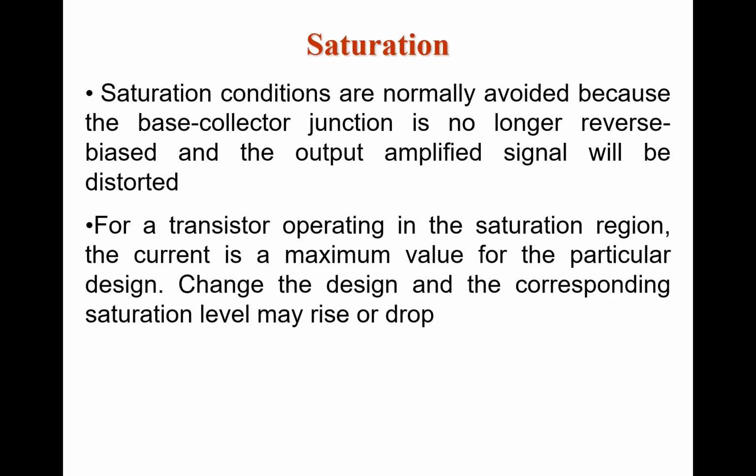Next, coming to a small discussion on various regions. Already we know the cutoff region. Coming to the saturation region. In the saturation region, both input and output junctions are forward biased. Therefore, the transistor operates like a closed switch in the saturation region, just like a forward switch. And here, the current is maximum.